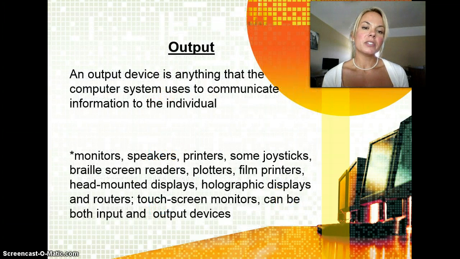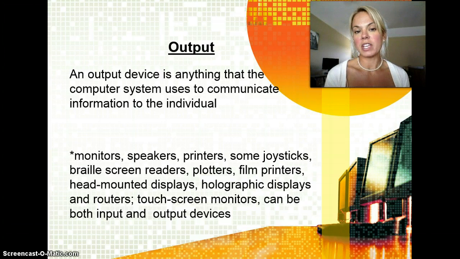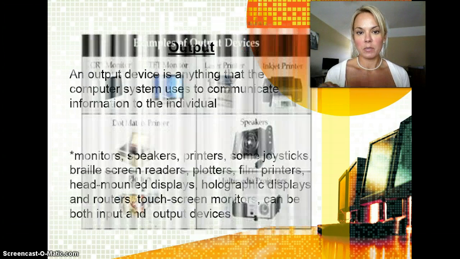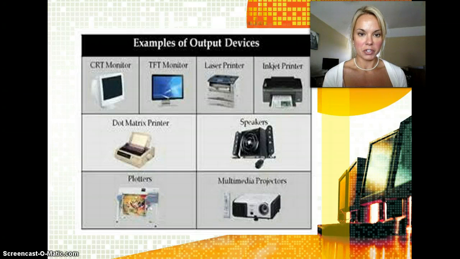Output. An output device is anything that the computer system uses to communicate information to the individual. Some examples are seen here: the monitor of your computer, laser printers, inkjet printers, speakers, and projectors, and anything that is allowing it to come from the computer. So output is something that you can actually see.